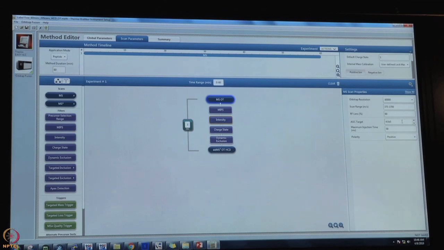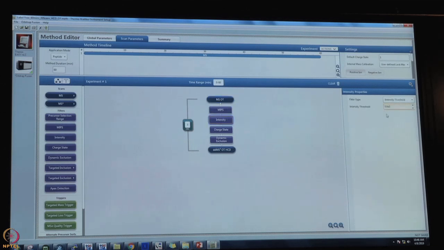AGC target is automatic gain control, which defines how many ions you want to accumulate, and I am keeping it here around 4.0 e to the power 5. Maximum injection time is 50 milliseconds, and polarity is positive because our peptides ionize and are positively charged.